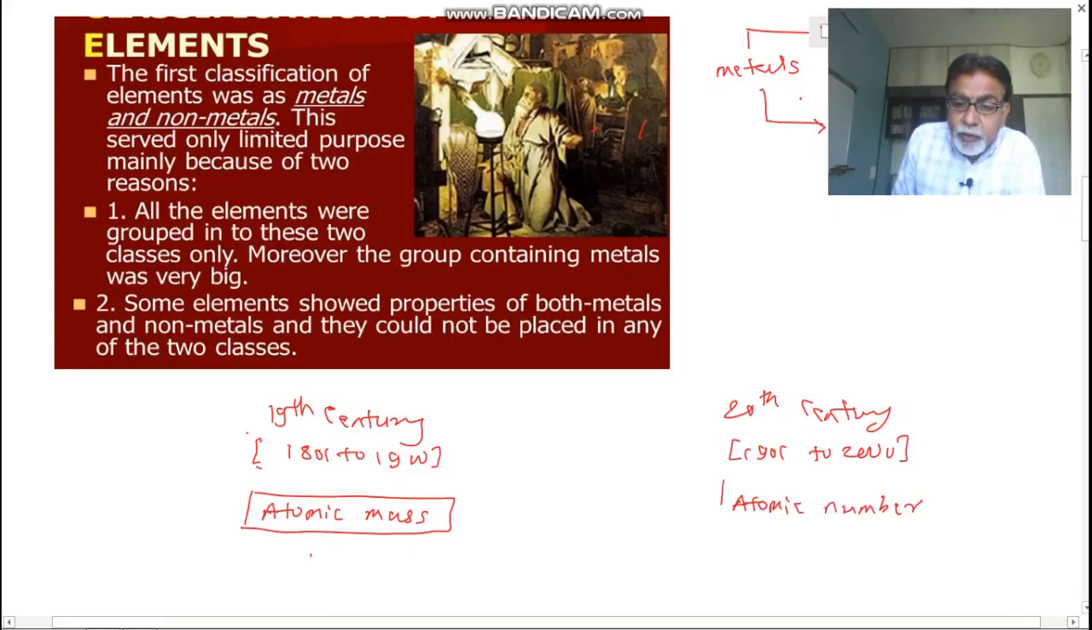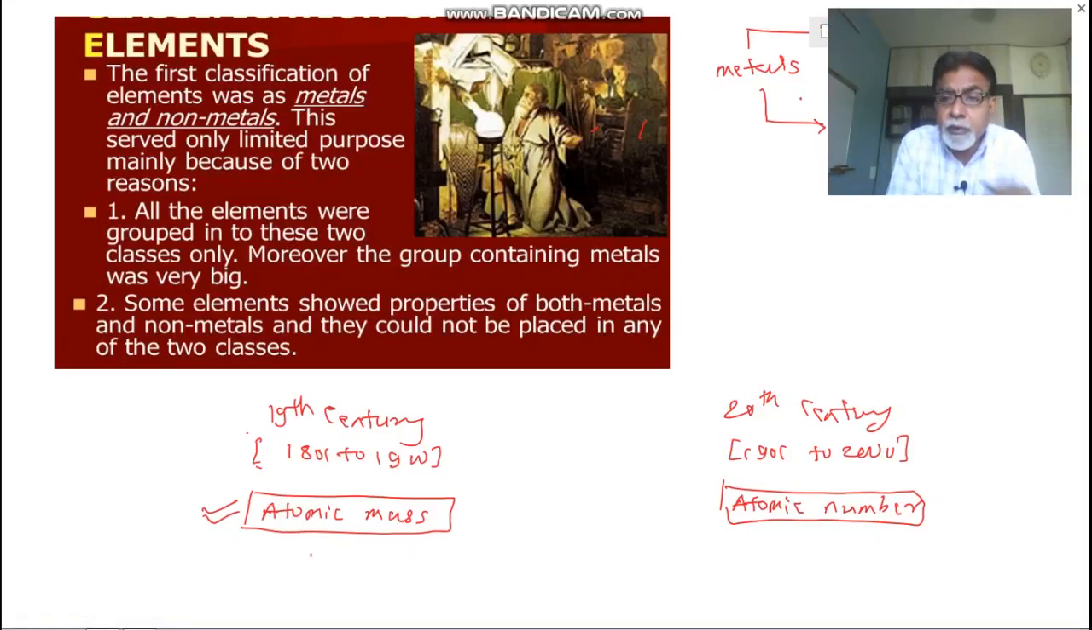So it was obvious that in this 19th century the properties of elements were studied by means of atomic mass only. So at that particular era, that particular century, atomic mass was considered as fundamental feature of the element. Fundamental feature, मूलभूत मानलं जायचं. Means all the properties of elements were related to atomic mass.